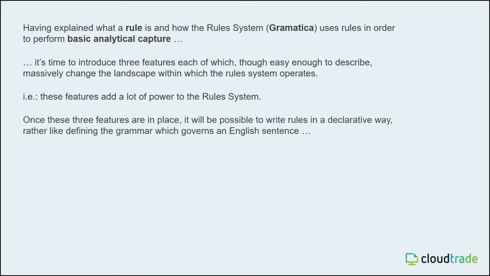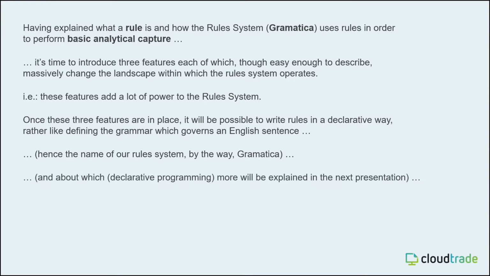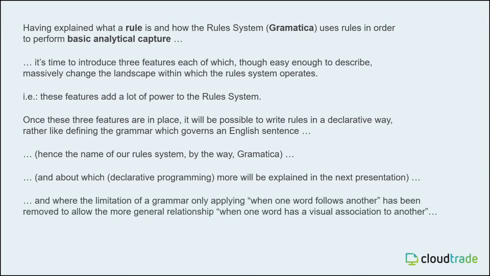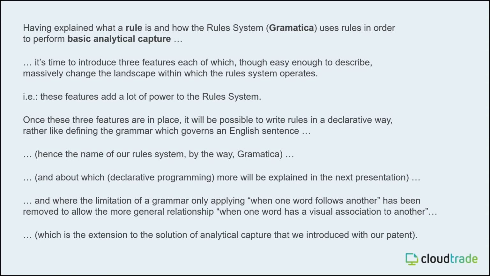Once these three features are in place, it will be possible to write rules in a declarative way, rather like defining the grammar which governs an English sentence. That's why our rule system is called Grammatica, and I will go on more about declarative programming in the next presentation. But where the limitation of a grammar only applying to where one word follows another has been removed to allow the more general relationship of where one word has a visual association to another, which is the extension to analytical capture which we introduced with our patent.